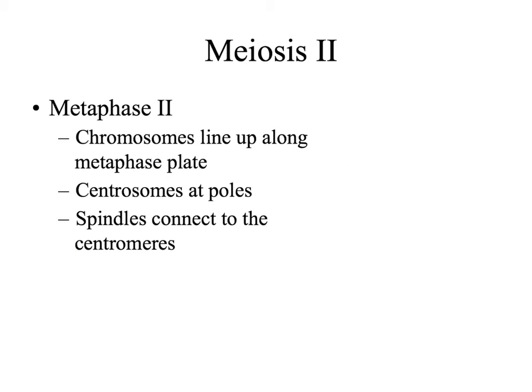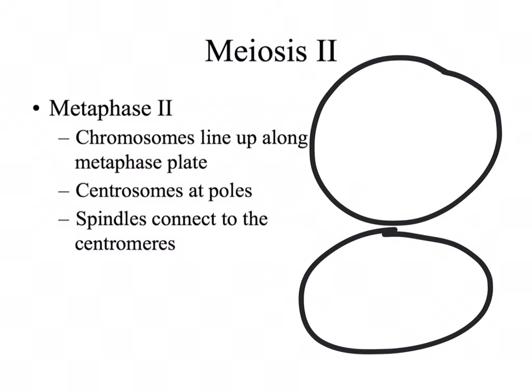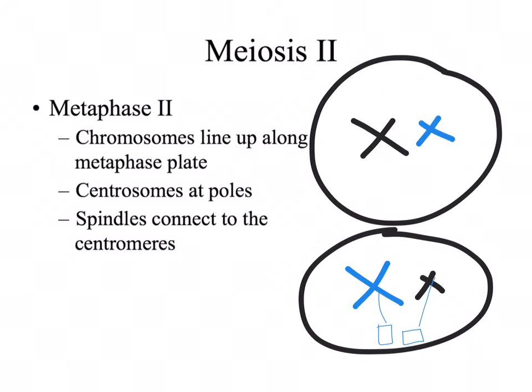The next step of Meiosis II is Metaphase II. During this step, our chromosomes will line up along the middle of the cells. Centrosomes are at the poles, and the spindle fibers will be connecting to the center, or the centromere, of each chromosome.